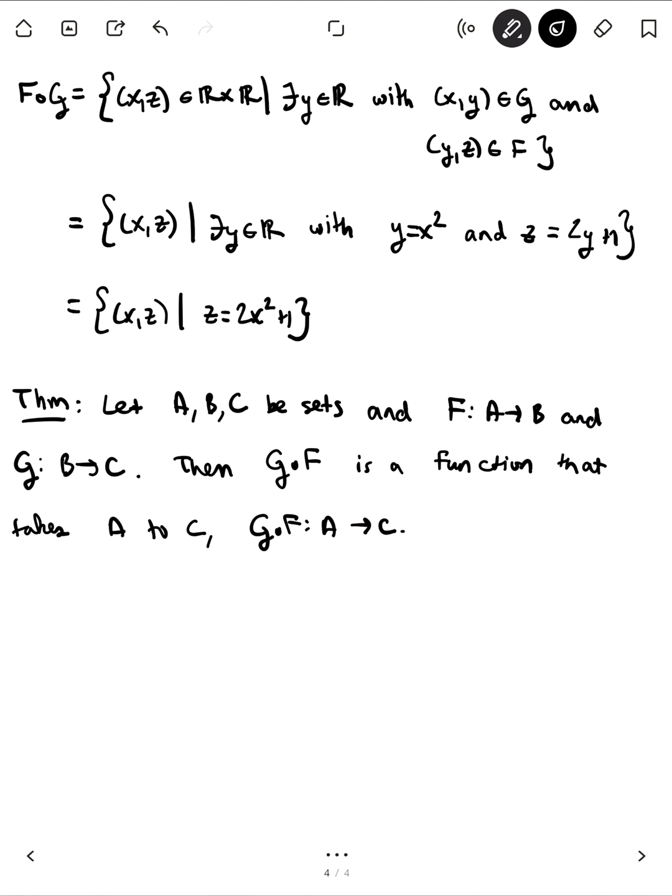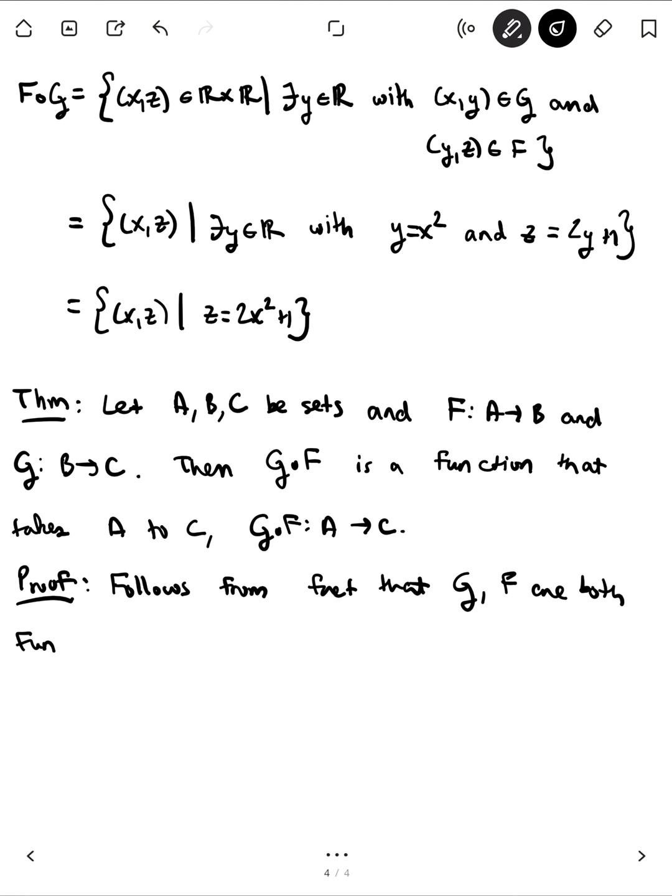Okay, and you can prove this actually. I'm not going to do it because I want you to think about it, but the proof follows from the fact that g and f are both functions. It's quite easy to show, so I'm going to leave it as an exercise for you to think about. Okay? So some notational things.